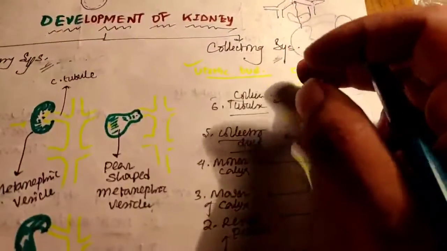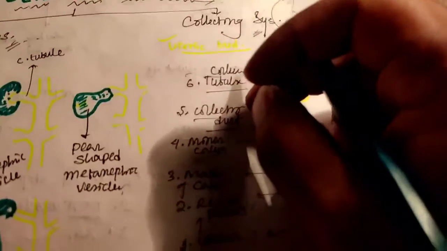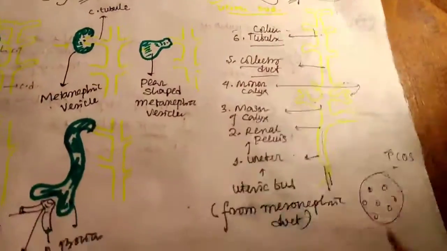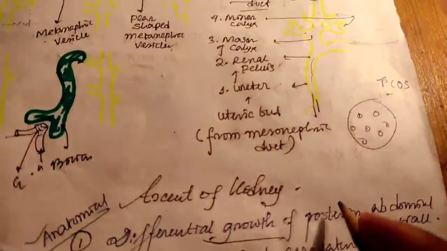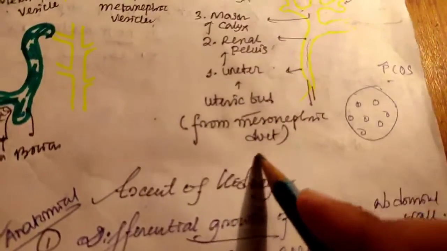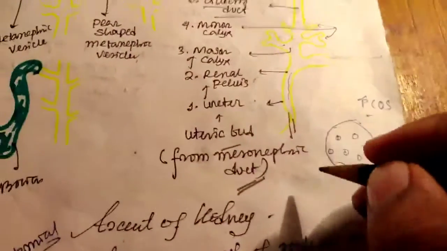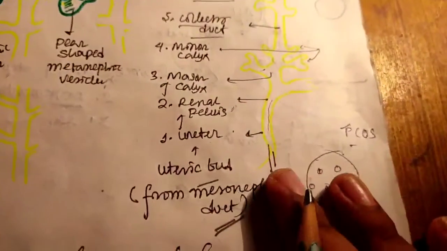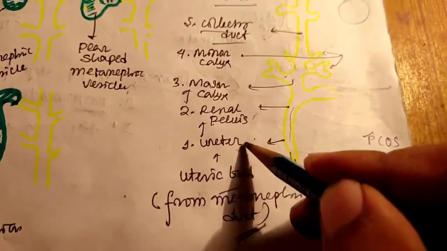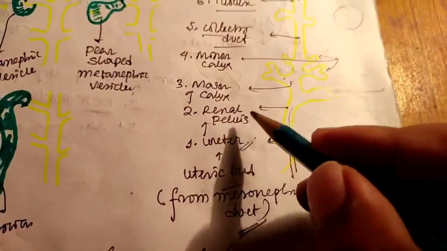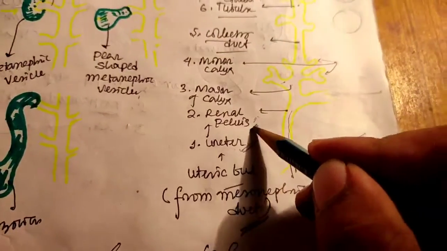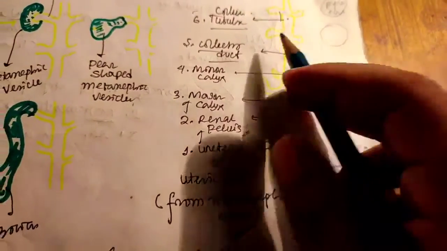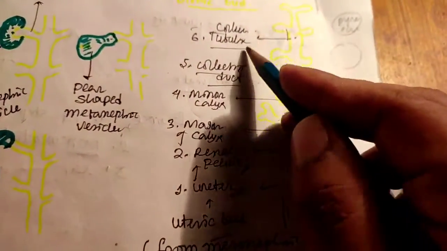The collecting system develops from the ureteric bud. So what do we mean by ureteric bud? The ureteric bud is derived from the mesonephric duct. The mesonephric duct leads to the formation of the ureter, and the ureter leads to the formation of the renal pelvis, and the renal pelvis forms the major calyx, then the minor calyx, the collecting duct, and the collecting duct leads to the collecting tubule.